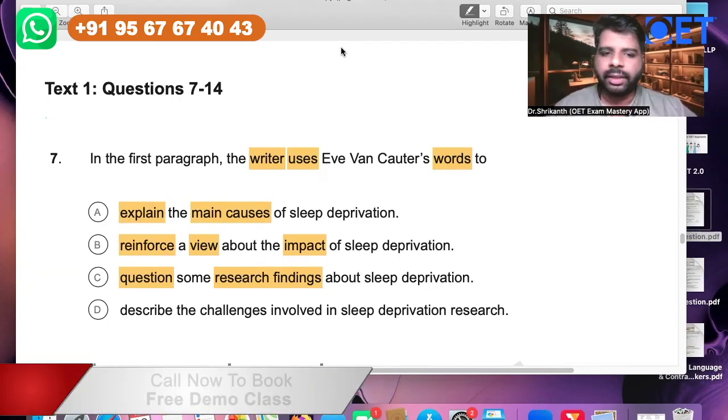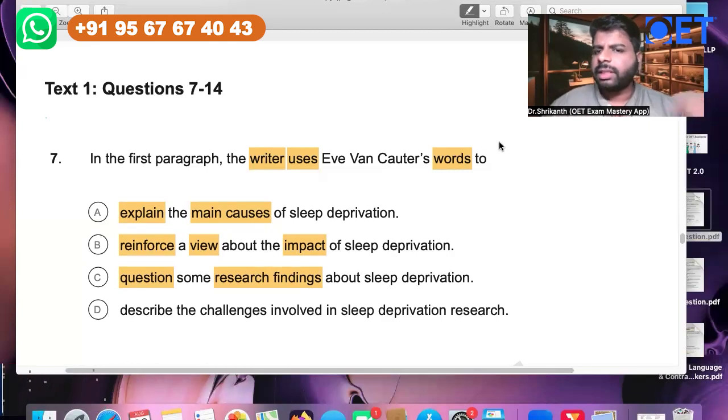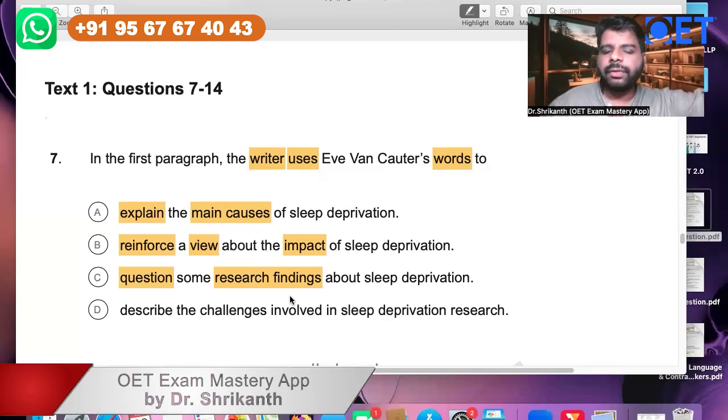Question some research findings. What is the attitude? Tell me, what is the attitude towards the research findings? Questioning, yes. So that means, okay, so regarding research findings. So research findings basically means what? Research findings means a research has happened. Yes, very good. Very good. Okay, disagreement. That is the word I was looking for.